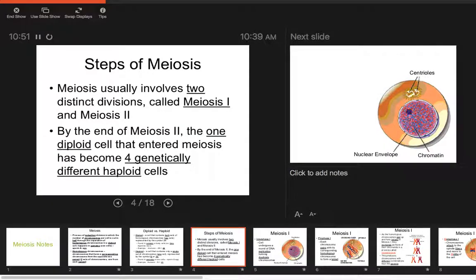By the end of meiosis 2, the one diploid cell, now again, I used to be confused with this, to be honest.